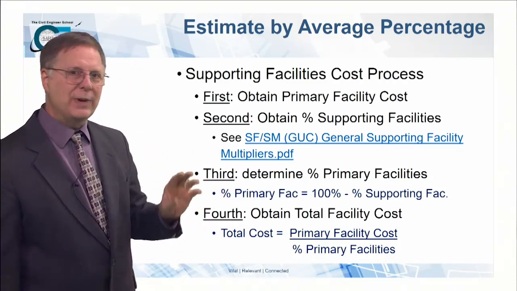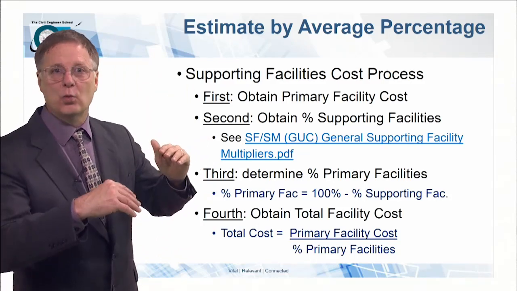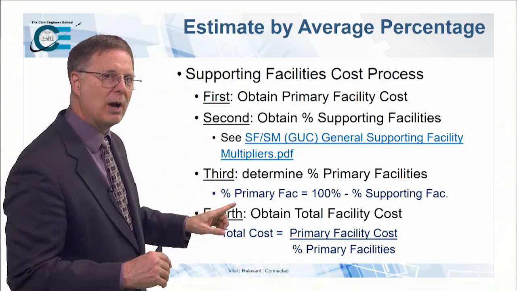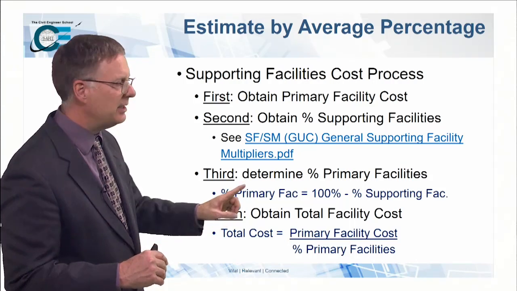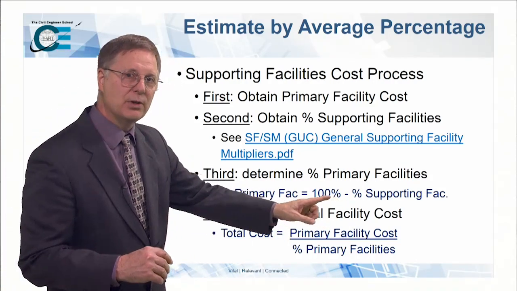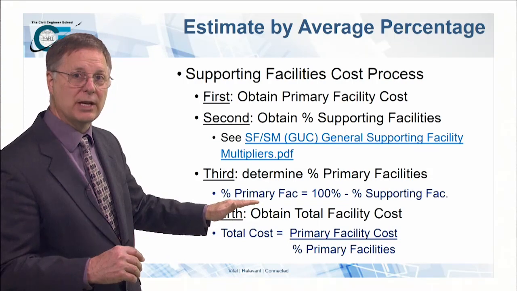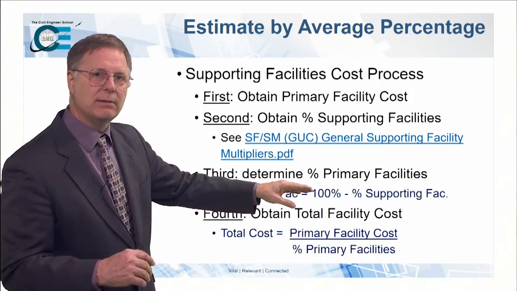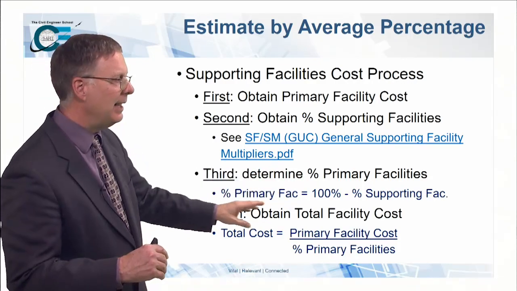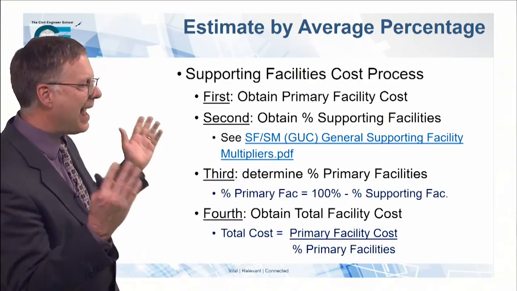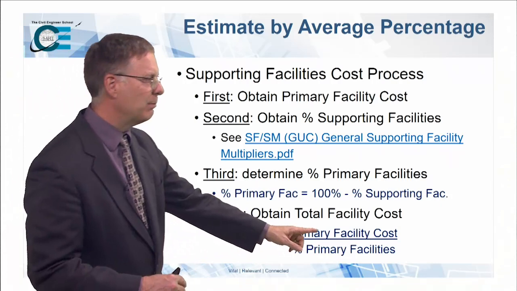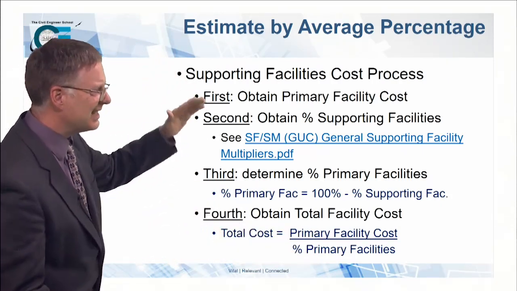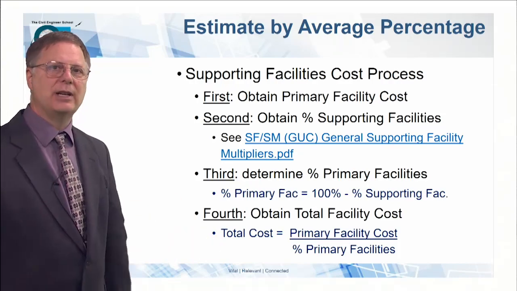Then what we have to do is, we can't just multiply those two together. It doesn't work that way. What you have to do is come up with the primary facility percentage. So you take 100% minus the supporting facility percentage, and it gives you the primary facility percentage. Now you can come up with the total cost by dividing the primary facility cost by the primary facility percentage. So these are the steps to doing this. Let's show you how it's done.